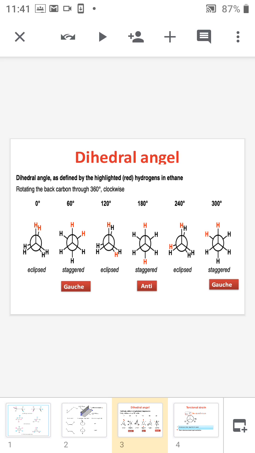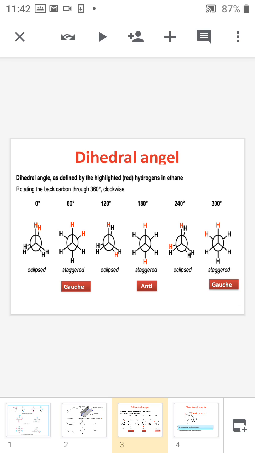The total rotation is 300 degree, but the dihedral angle is only 60 degree because the two hydrogen atoms are separated by only 60 degree. Okay, hope you understand the concept. In the first conformation, both red hydrogen atoms are just behind each other, so the dihedral angle is 0 degree.